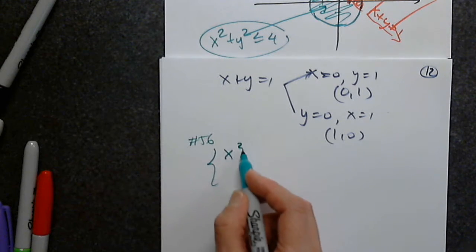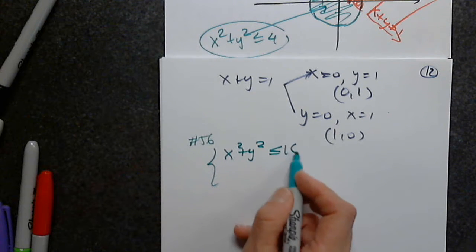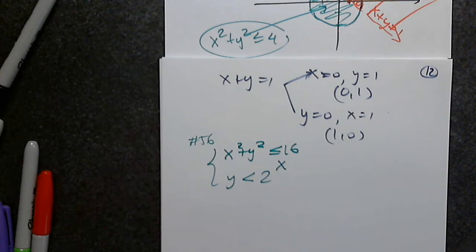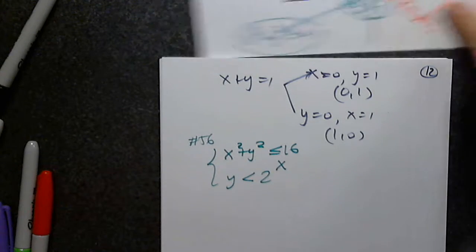Problem 56: x squared plus y squared less than or equal to 16, and y less than 2 to the x. Because now we know so much, we can make combos. Okay, the first one, after we write the equation, what is it? It's a circle, centered at 0, 0 at the origin, with a radius of 4. Excellent.